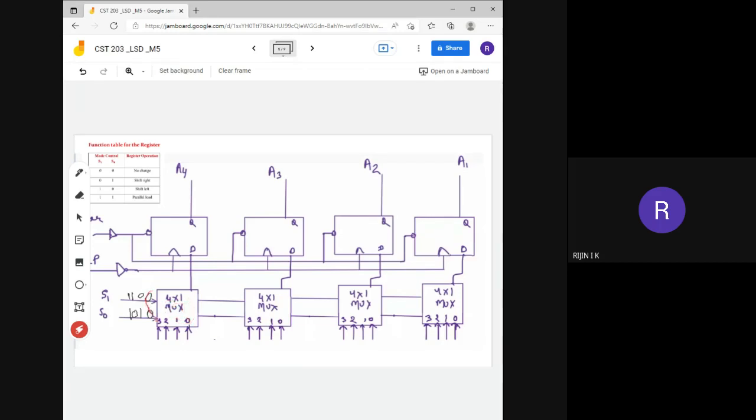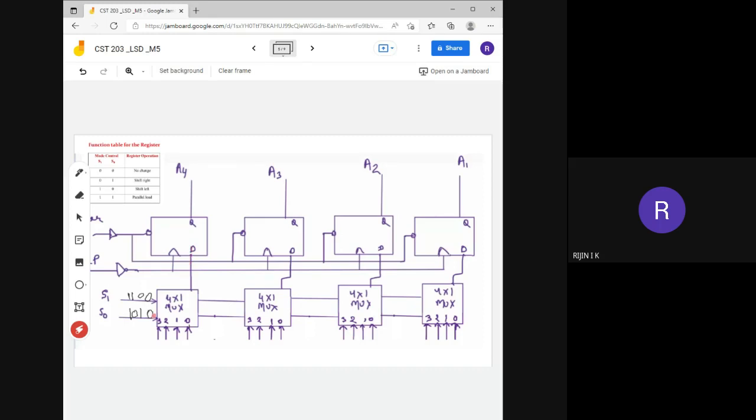That means if both control input values are 0, it will select the input coming from line number 0, and that will be transferred to this D flip flop. If it is 0 1, it will select the input from line number 1 and transfer it to this D flip flop. If it is 1 0, it will select the value from line number 2 and transfer it to the D flip flop. If it is 1 1, it will select the value from line number 3 and transfer it to this D flip flop. This is how a simple 4 by 1 multiplexer works.